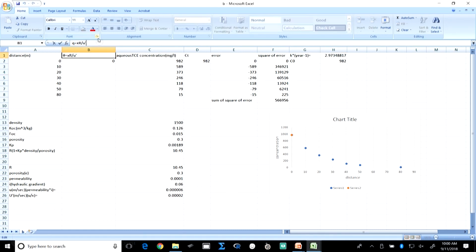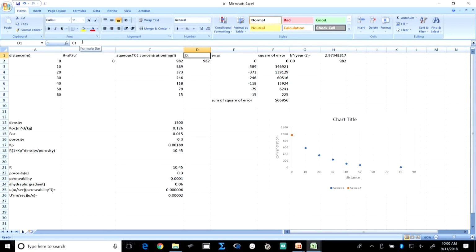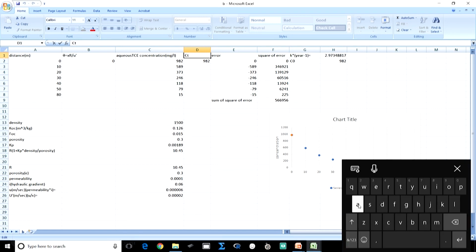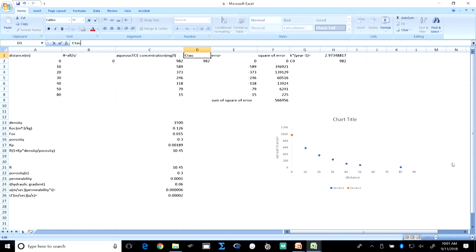So, calculating theta, x is this distance, R is the retardation factor, I think we can calculate that: 1 plus rho b into Kp by porosity. Based on that, we can calculate the retardation factor R to be 10.45. And now let us move on and calculate C tau, pardon me, or C at x. I should not have written this as Ct, but I could not find the symbol tau. Anyway, this is C tau, maybe I will write that as tau. Okay, so I think that is better, C at tau or C at any distance x now.